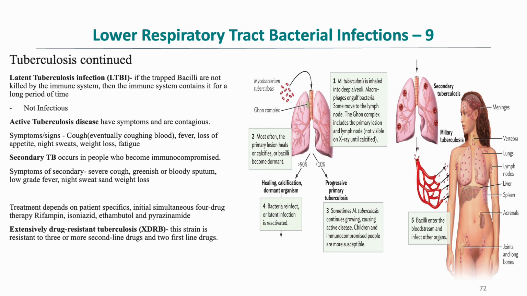And then there's another form, which is extensively drug resistant tuberculosis, which is like how it sounds. This type is resistant to 3 or more of the second line drugs and to the first line. So when you have treatment, they'll start you on first line and sometimes second line drugs. And if in this strain you're drug resistant to both the first line and the second line drugs, that unfortunately means it's almost untreatable.